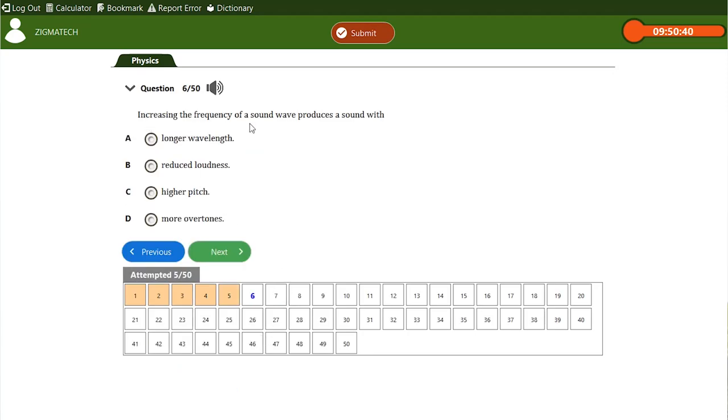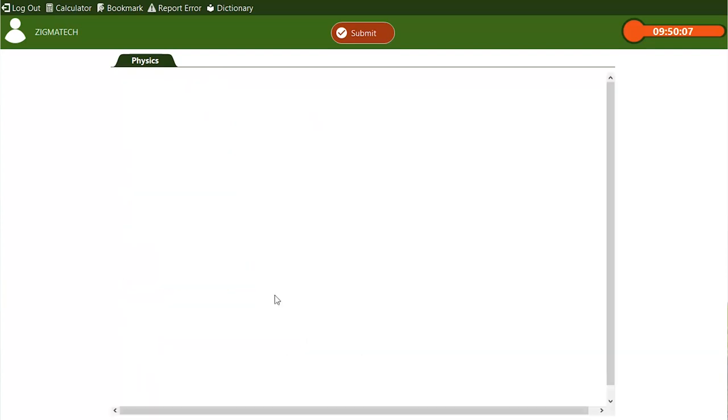Increasing the frequency of a sound wave produces a sound with longer wavelength? No. Reduced loudness? Frequency is not characterized by loudness. No. Higher pitch is correct. More overtone? No. The answer is higher pitch, because the characteristic related to frequency is pitch. So that option is the best.